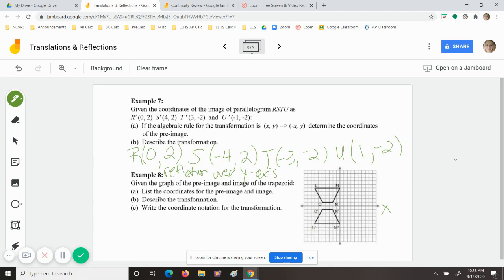So part B, describe the transformation. This is a reflection over the x-axis. And then part C wants us to write the coordinate notation for the transformation. So let's think about what would happen. We would start with our coordinates x, y. Then if we flip over the x-axis, we always negate the y coordinates. So we keep the x the same and we negate the y.